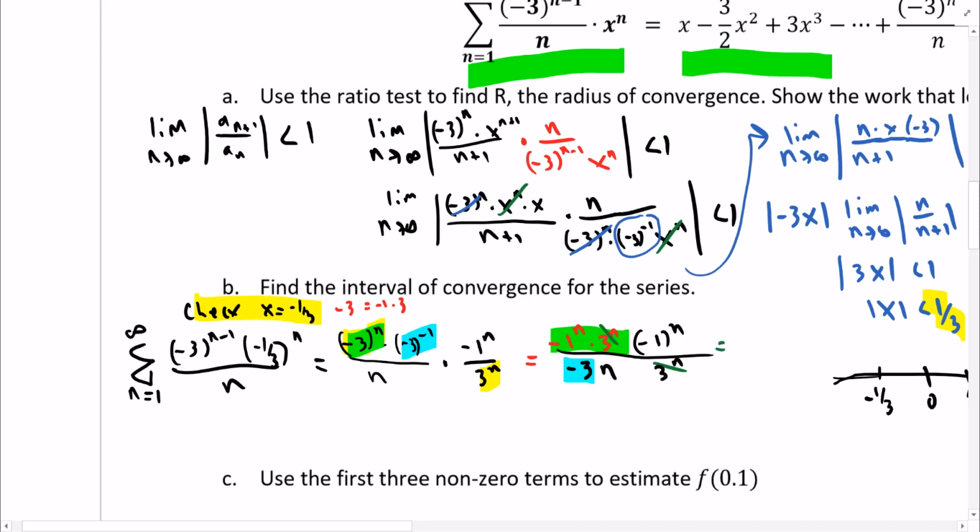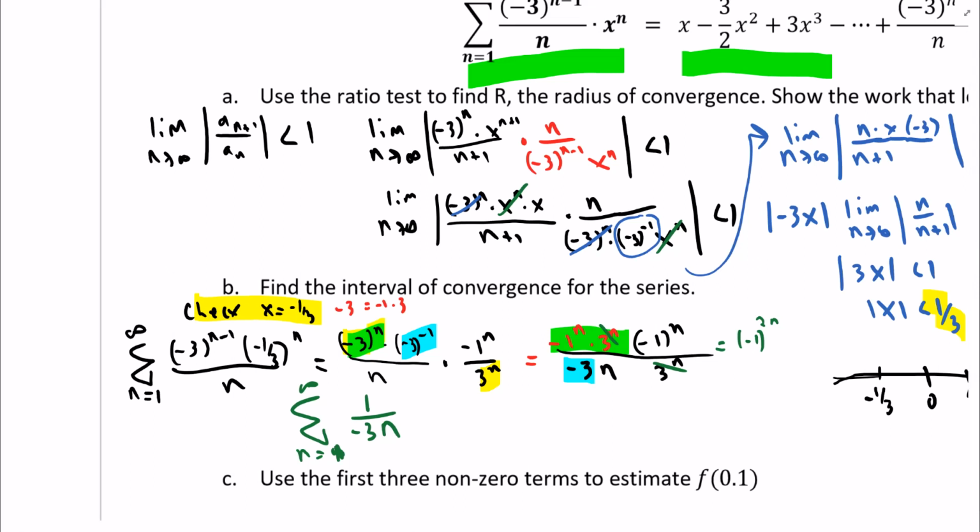What do we do when we have two things, same base, different exponents? You add the exponents, you get negative 1 to the 2n, which will always be positive. So this whole thing, the sum from 1 to infinity, basically cleans up to be 1 over negative 3 to the n, which looks like a harmonic series, except that it's negative.